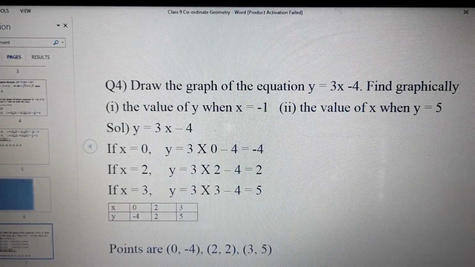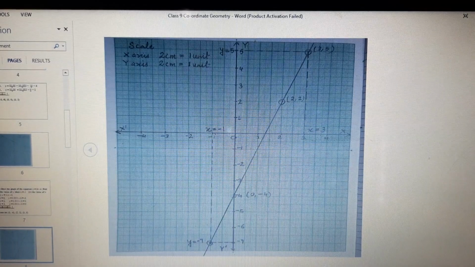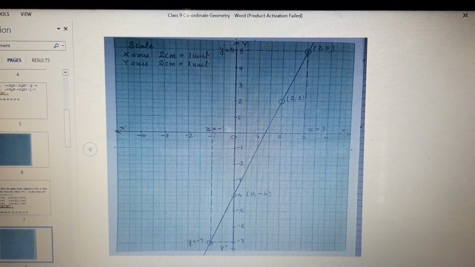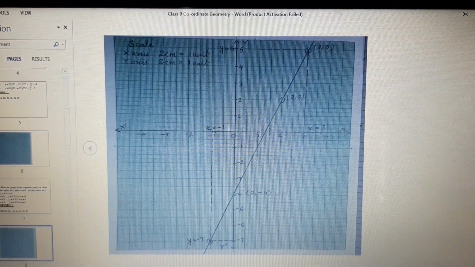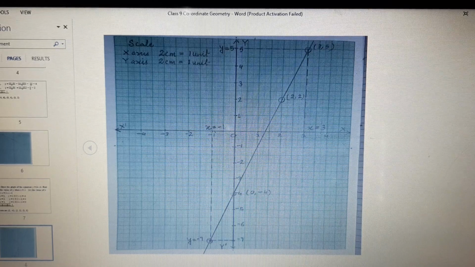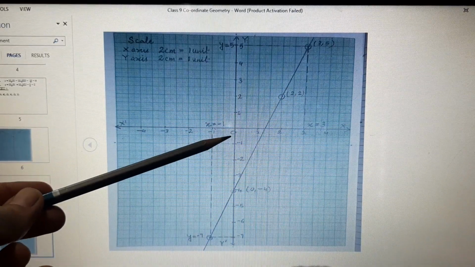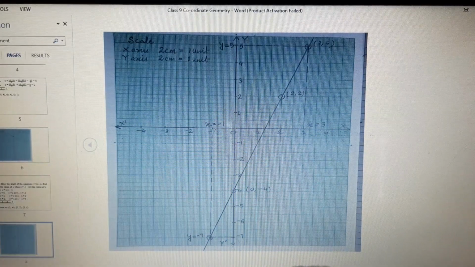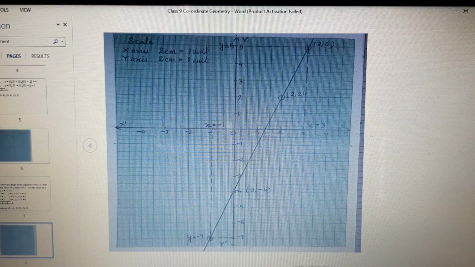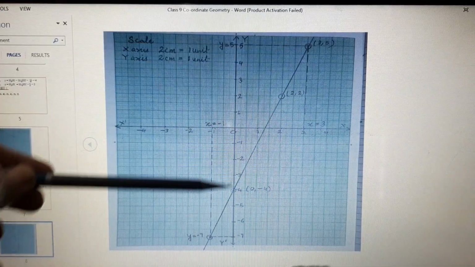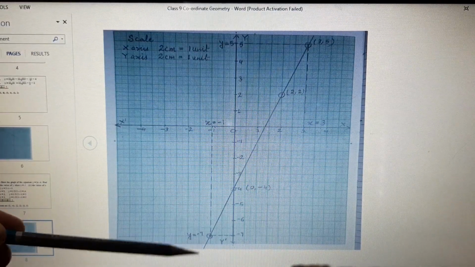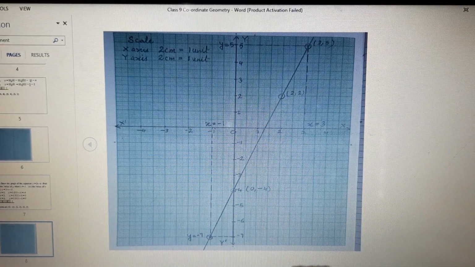We'll plot them on the graph paper in this manner. They have said take the scale as 2 centimeters is equal to 1 unit. Even if they have not said, we can take it. So 2 blocks is equal to 1 unit. We will skip 2 blocks and mark them on the x-axis and y-axis. We have plotted them on the graph paper and joined them through a line segment.